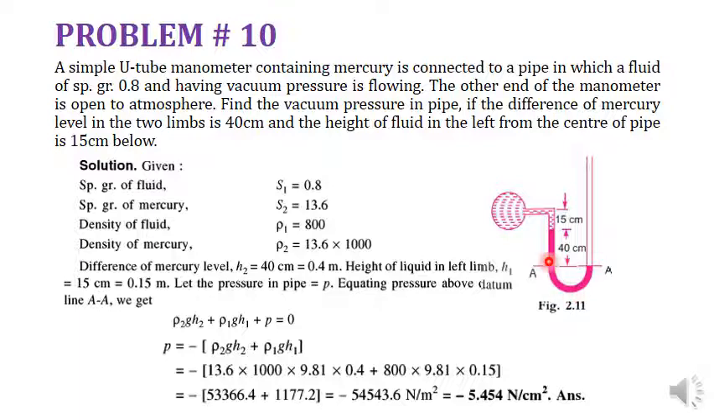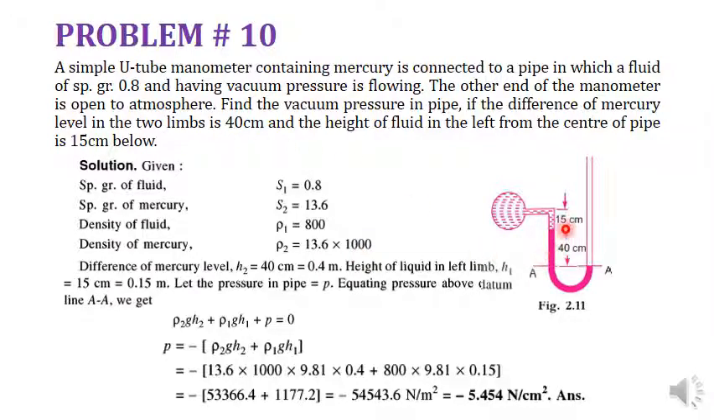For the mercury, the relative density is 13.6. So you can determine the density of the mercury by multiplying the relative density of the mercury with the density of the water, so 13.6 multiplied by 1000. For the density of the fluid, you have the relative density 0.8, so you multiply 0.8 with 1000 and you get 800. In this way you can determine the density of both fluids. For this fluid the density will be 800, and for the mercury it will be 13.6 into 1000.